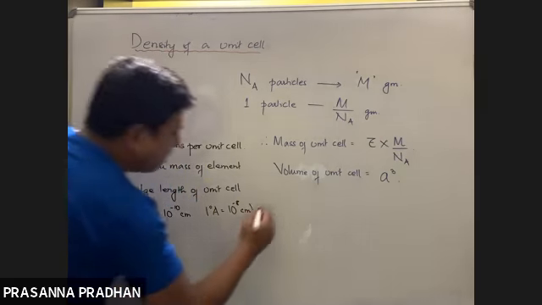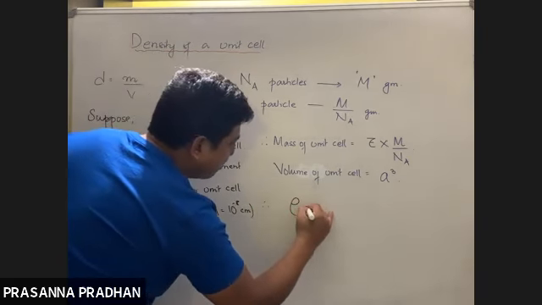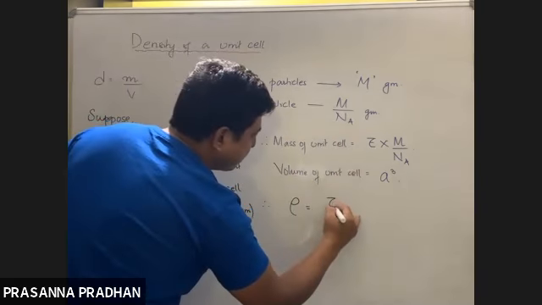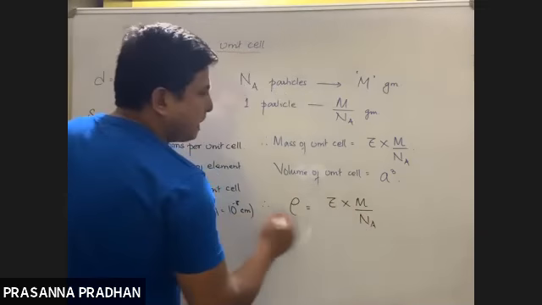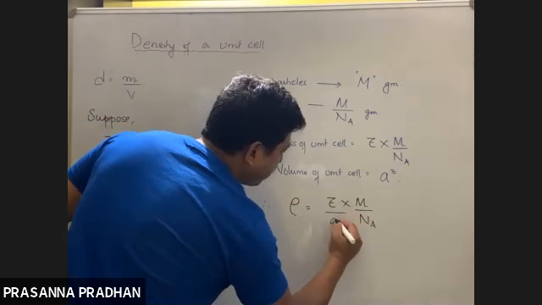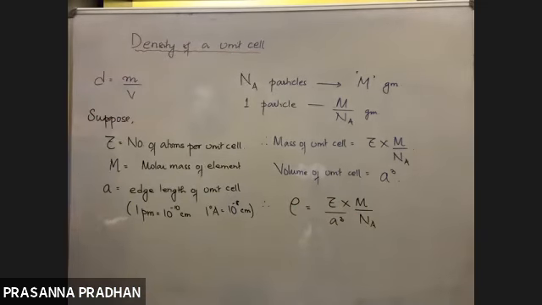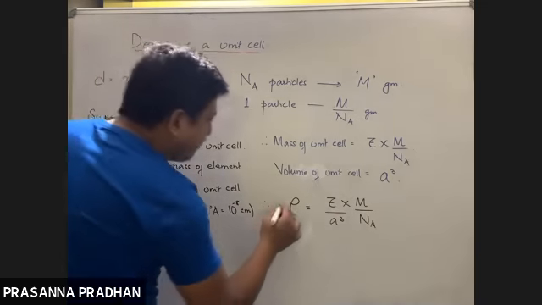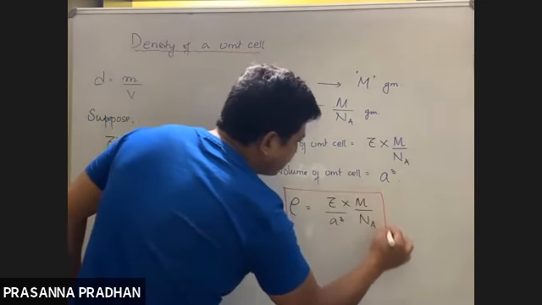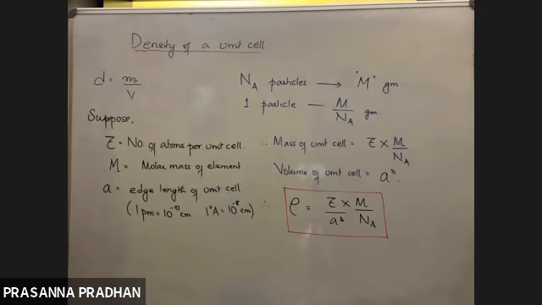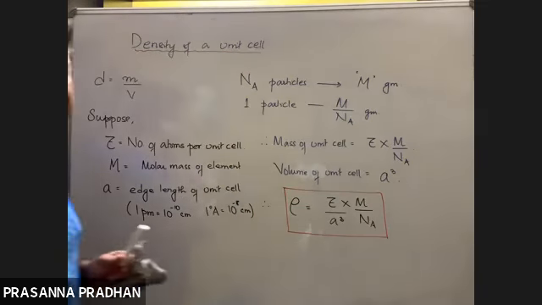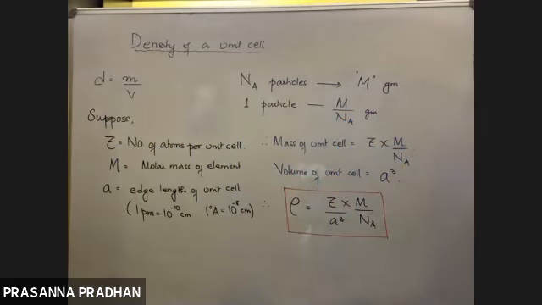Yes. So therefore, your density of unit cell rho equals mass of unit cell, Z into m by Na, divided by A cube, right? So this is the formula for calculating the density of a unit cell. So आ सकता है तुम लोगों का question, direct question आ सकता है. Explain how will you calculate the density of a unit cell? बस you can calculate the density of a unit cell by using this formula.